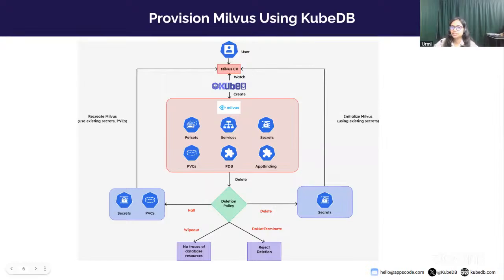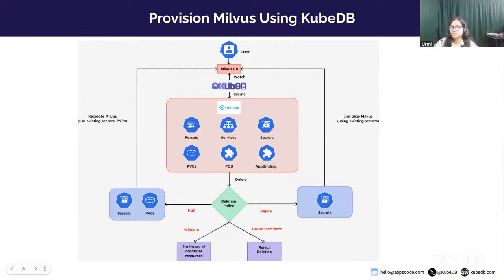This diagram mainly shows the Milvus operator on Kubernetes. Starting from the user applied Milvus custom resource at the top, KubeDB watches this resource and takes responsibility for everything else. Based on the Milvus CR, KubeDB automatically provisions all the required Kubernetes components, including pet sets, services, secrets, PVCs, PDB, and app binding. Together, these components run a fully functional and production-ready Milvus cluster.